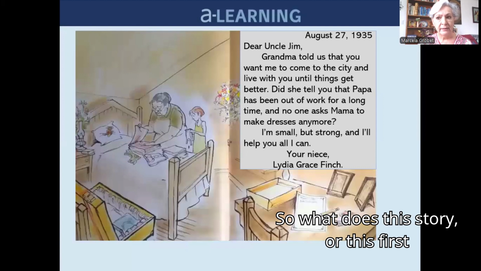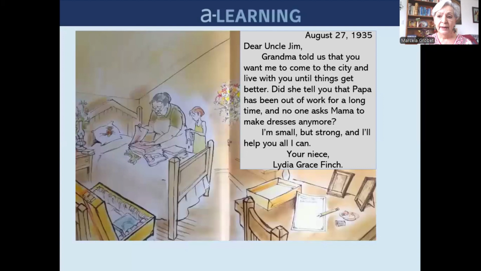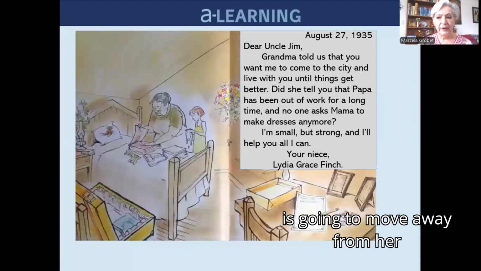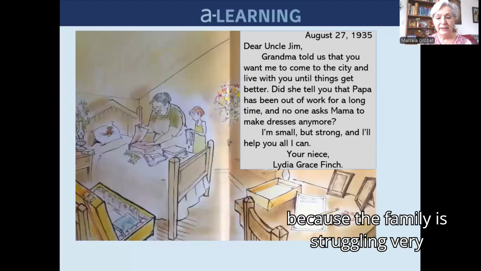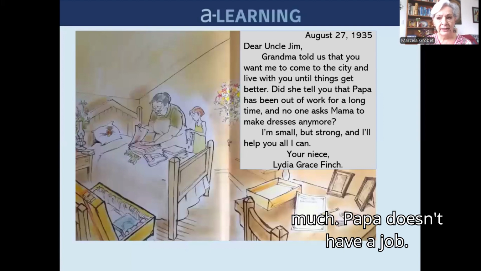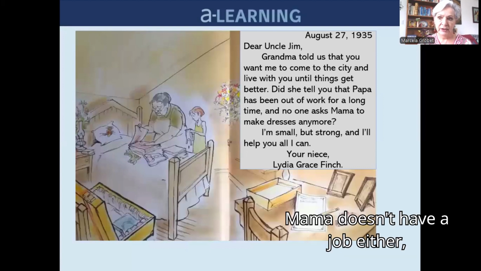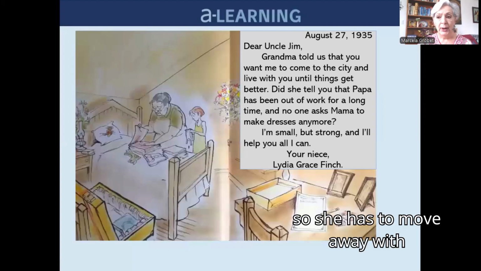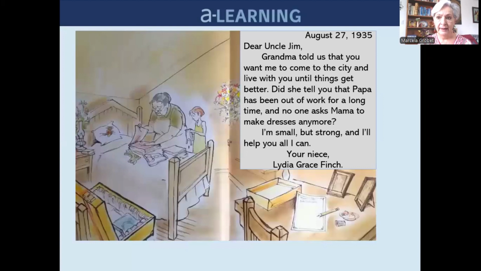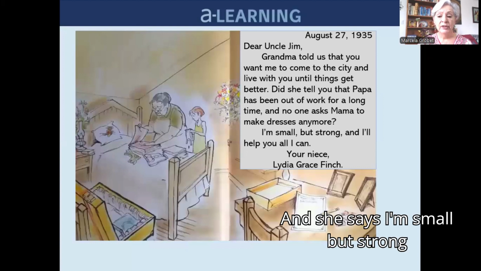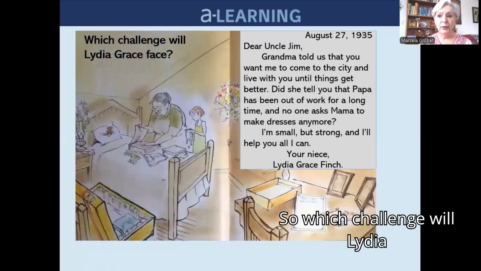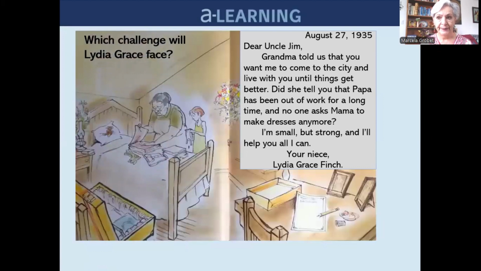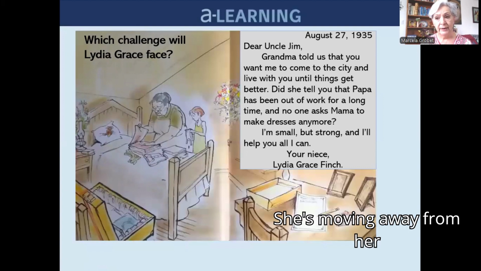So what does this first letter tell us? Lydia Grace, the little girl, is going to move away from her parents' house to go with Uncle Jim because the family is struggling very much. Papa doesn't have a job. Mama doesn't have a job either. So she has to move away with Uncle Jim. And she says, I'm small, but strong, and I'll help you all I can. So which challenge will Lydia Grace face? She's moving away from her parents.